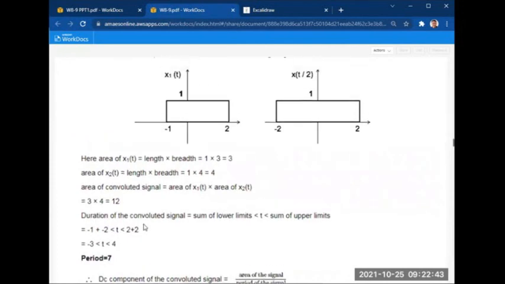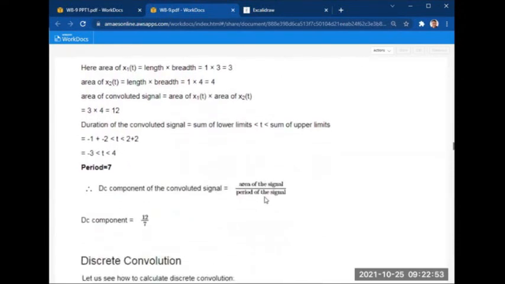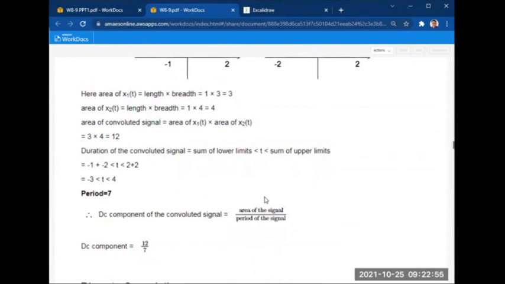Then our period is from our limits earlier, which is -3 and 4. So 4 minus -3 is 7. So the DC component is 12/7. How much is 12/7? 12/7 is equal to 1.71. Okay, so that is for our DC component.